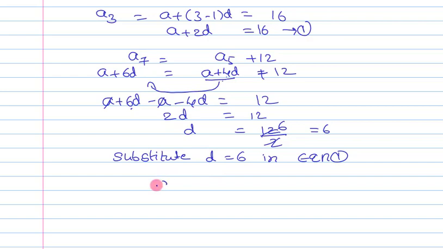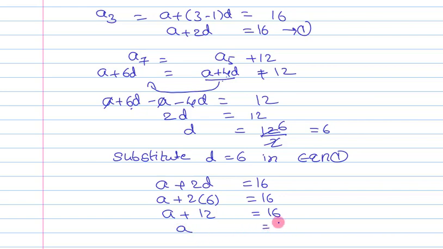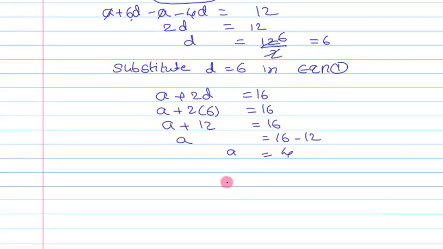So what is the first equation? That is a plus 2d is equal to 16. Then a plus 2 into d, which is 6, is equal to 16, so a plus 12 is equal to 16. From this, a is equal to 16 minus 12, that is 4. Then we got the first term.